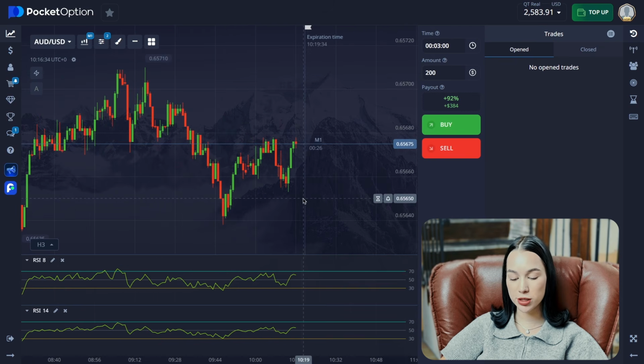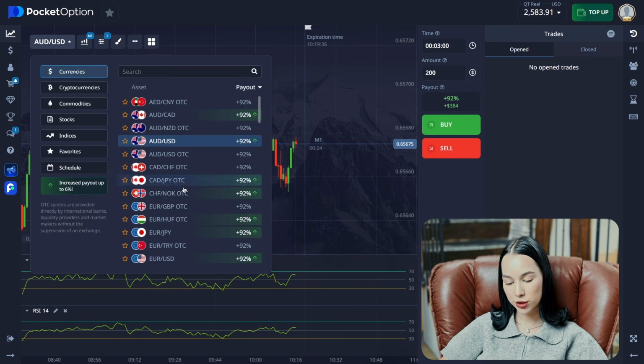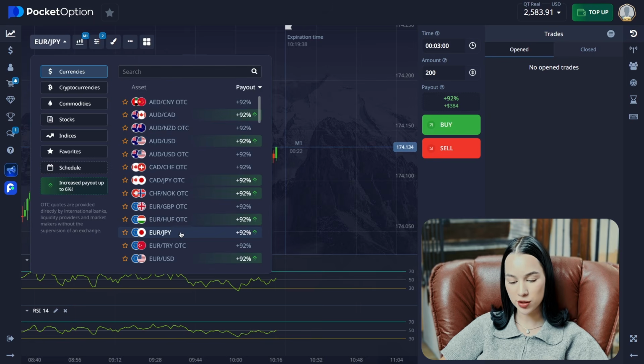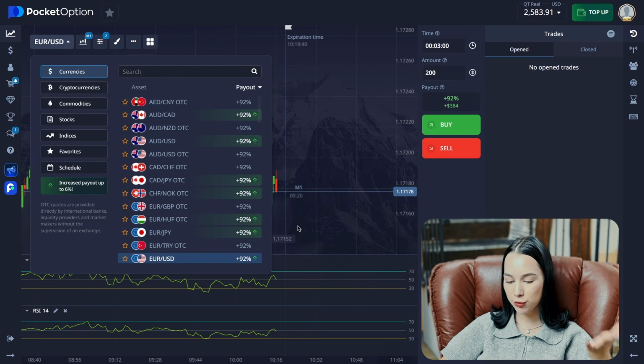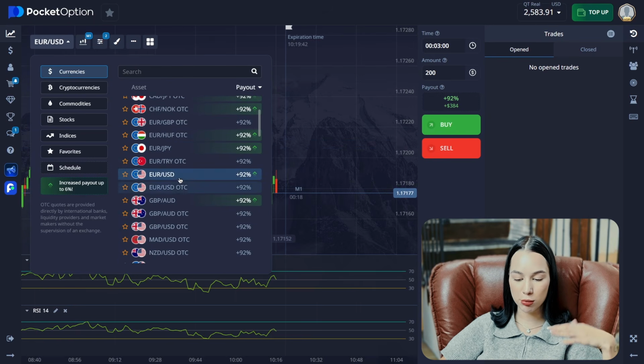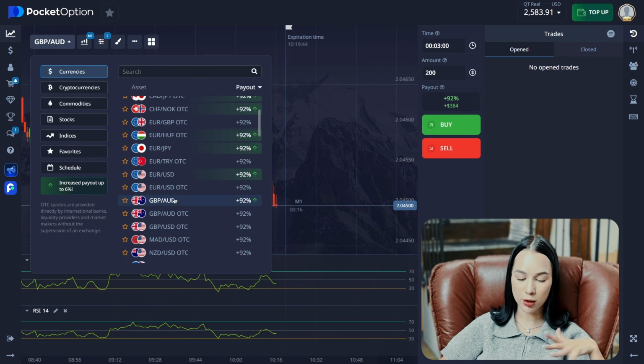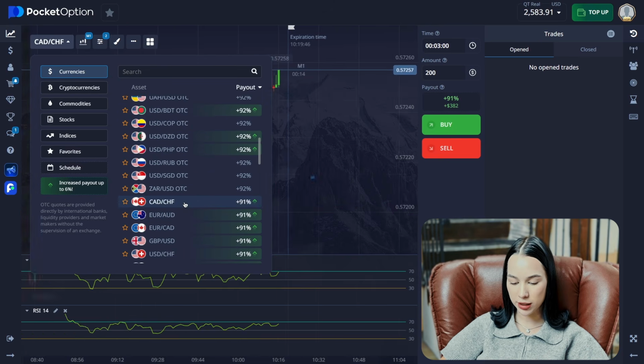Because if you find a currency pair with a really good upward or downward trend without too many fluctuations and volatility, that's it. And if you choose a currency pair with a flat, trendless market, of course it's going to be very difficult to trade there.